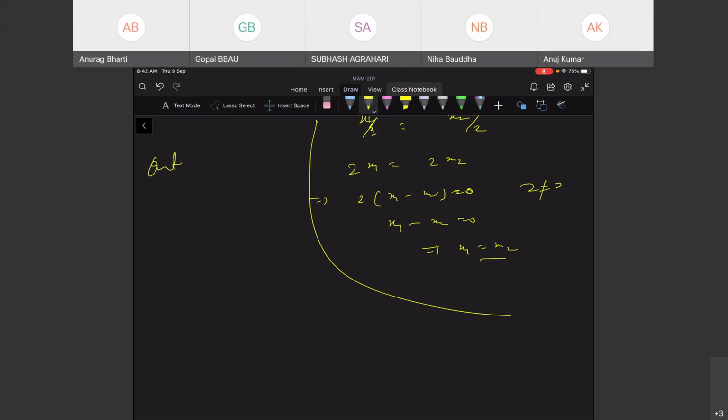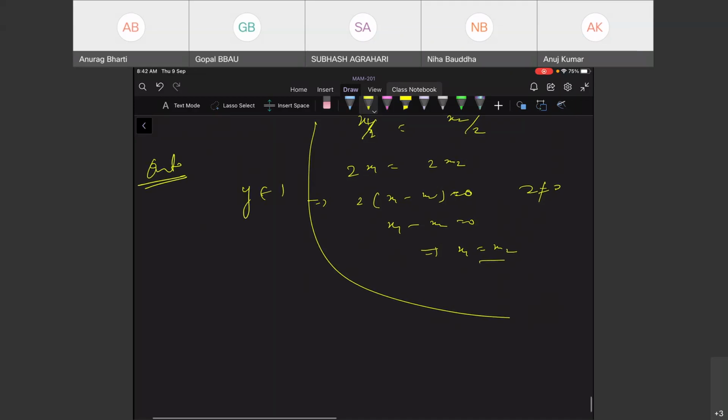Why is this onto? You take any y in R. Then for this y there is 2y in R such that f of 2y is y. So what is f of 2y? This is 2y by 2, which is y. So this means for every point in R you have a pre-image of that. So this means this is onto.